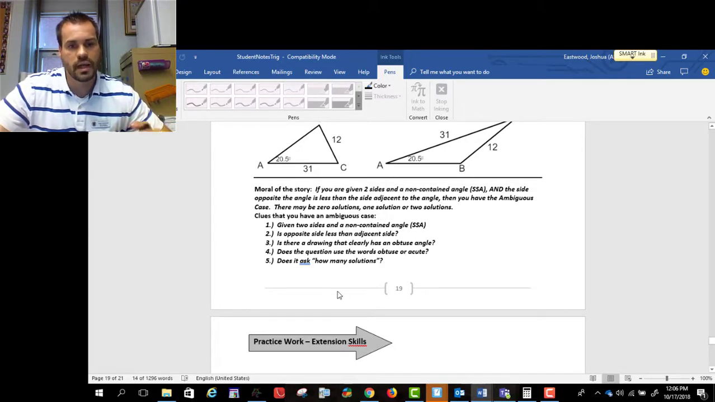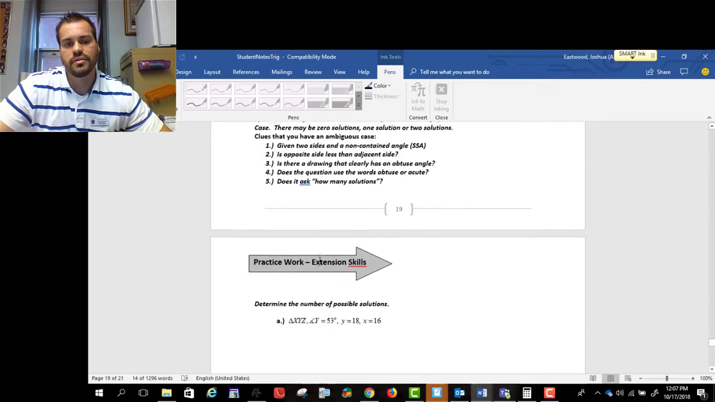You have to check, and then you have to decide: is B sine A, is H, less than A? If that's the case, are there two possible solutions or not? If there's a drawing that clearly has an obtuse angle, then it's only one solution. If it tells you that the angle is obtuse or acute, then there's only one solution. If it says how many solutions are there, usually there's two.